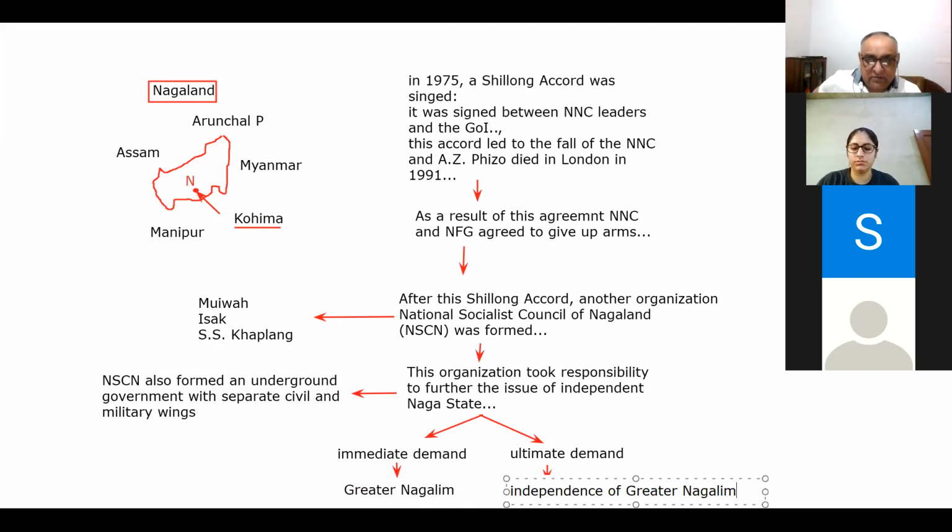By the year 1980, because this NSCN, the Nationalist Socialist Council of Nagaland, was formed in 1980. You must bear this in mind. So from 1980 it kept operating.